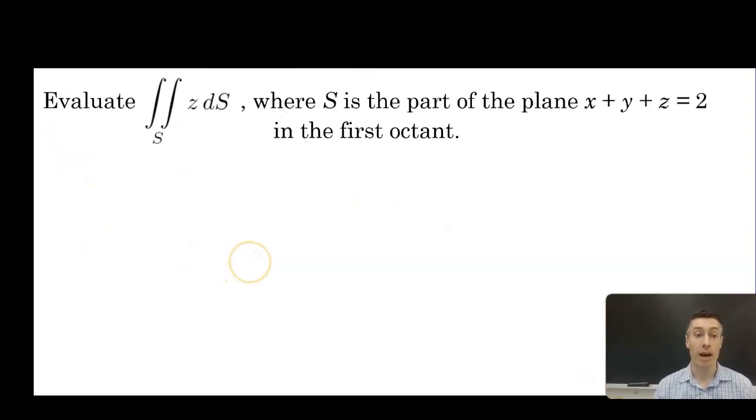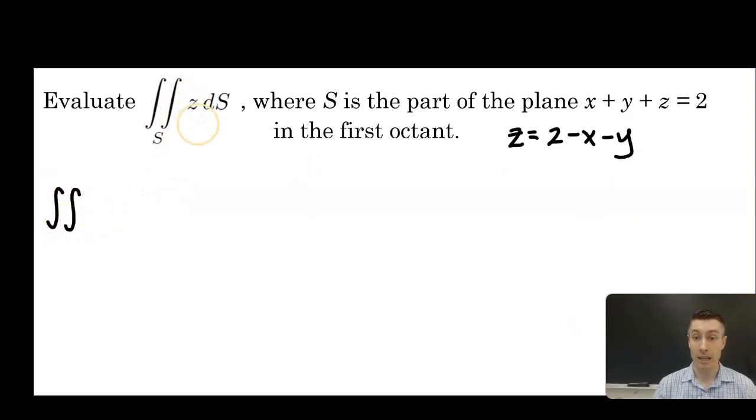Our next example: evaluate the double integral over S of z dS, where S is the part of the plane x plus y plus z equals 2 in the first octant. In this case, we can solve explicitly here. So we could say that z equals 2 minus x minus y, which will allow us to use that second definition. So we can say we have the double integral.